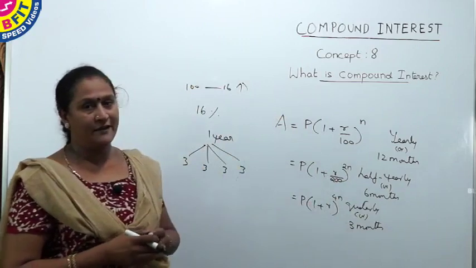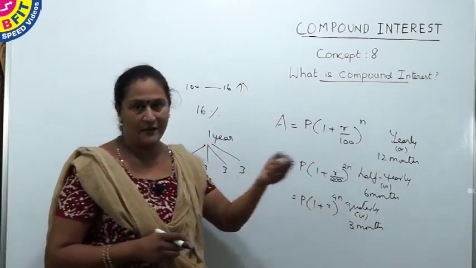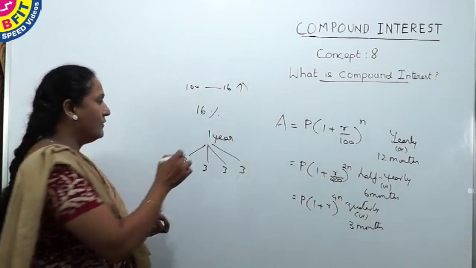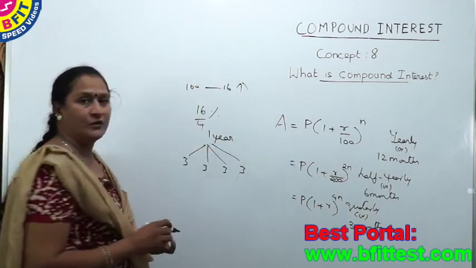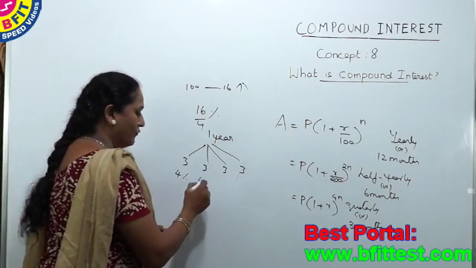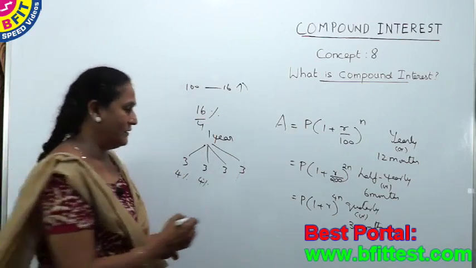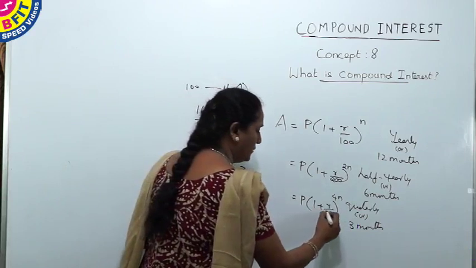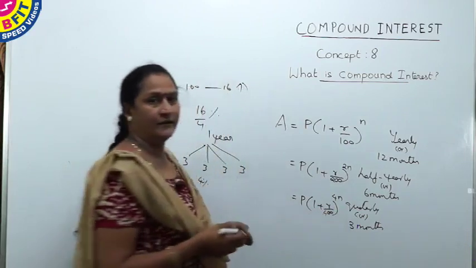And what will be the rate? For half yearly we divided by 2. So for quarterly, divide by 4. So for 16% per annum, for quarterly, the rate will be 4% for every quarter. So divide the rate by 4 into 100, or 400.